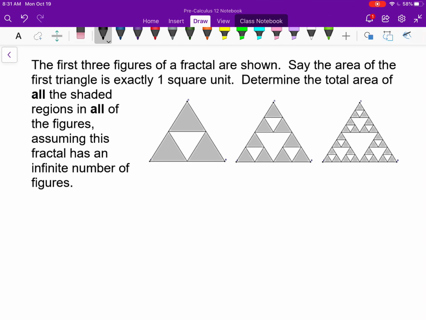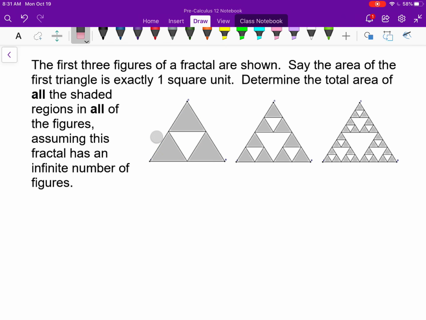So we've seen this fractal before. This time my question is a bit different. Say the area of this whole triangle is 1 square unit. What I want to ask is, what's the area of all the shaded regions in all the figures? Keep in mind, there's 3 here, but this actually goes forever. The first 3 figures are shown, but this fractal can continue step after step after step.